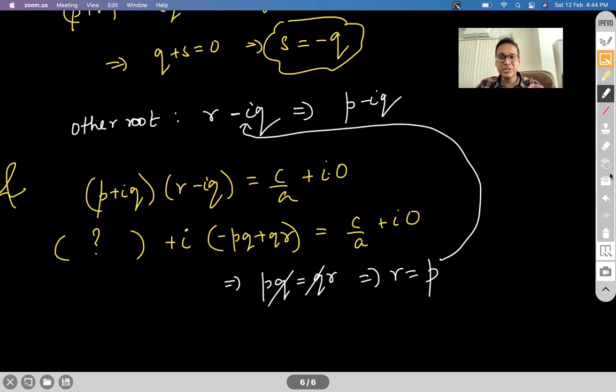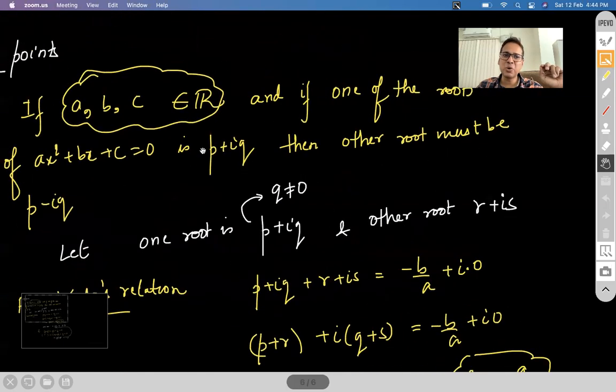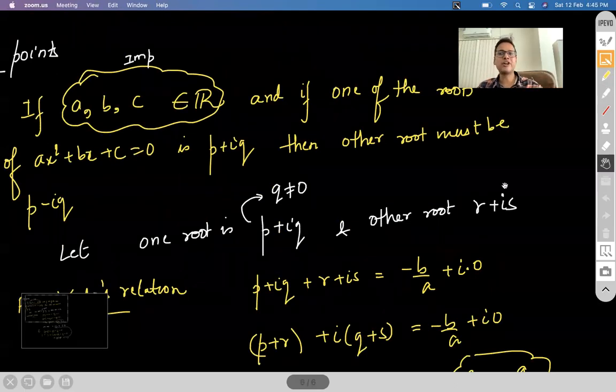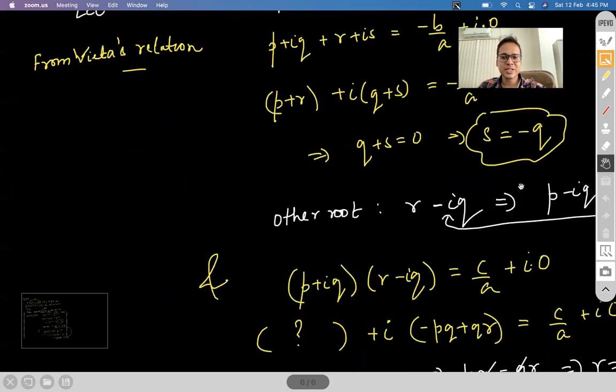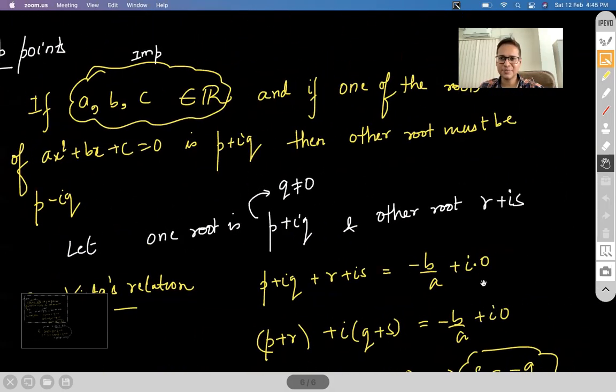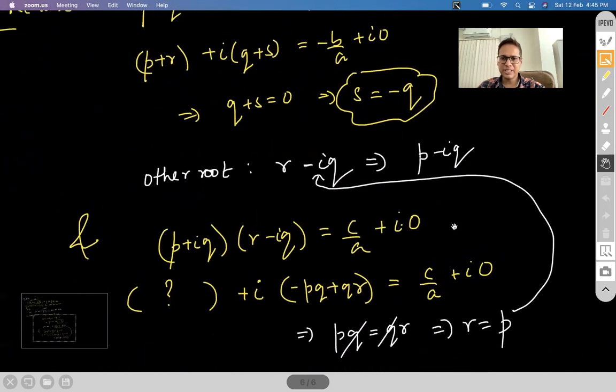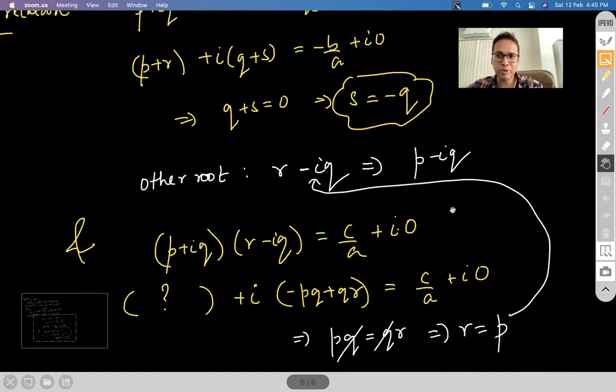Okay. But this is only to be used, my dear, if the coefficients of the quadratic equation are all real. This is a very, very important criterion. If any one of the coefficients is non-real in nature, you cannot claim this. You cannot claim that if one root is 2 plus 3i, the other will be 2 minus 3i. Or if one root is 3 minus 4i, the other will be 3 plus 4i. Unless the coefficients of the quadratic equation are purely real quantities. Is it fine? Any questions here? Anybody who wants to write this down, please do so. Else I will move on to the next important point to be noted.